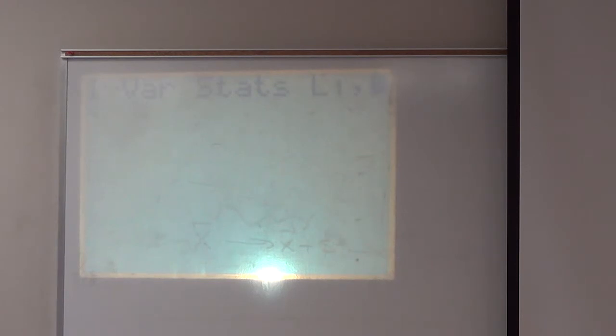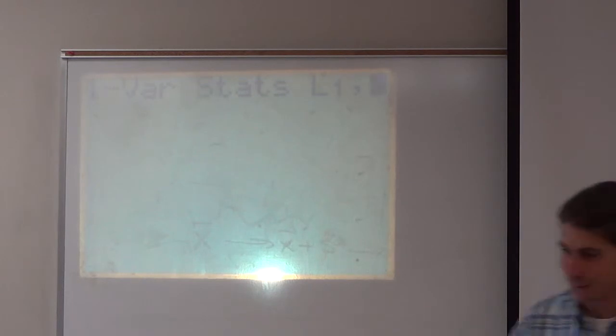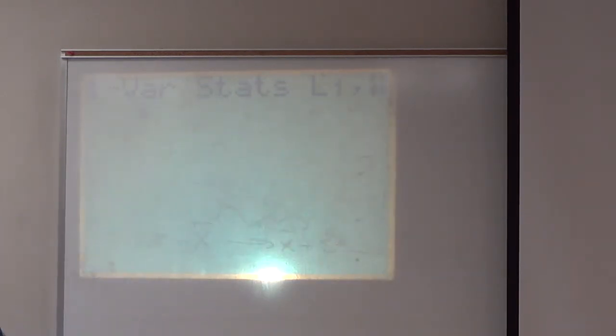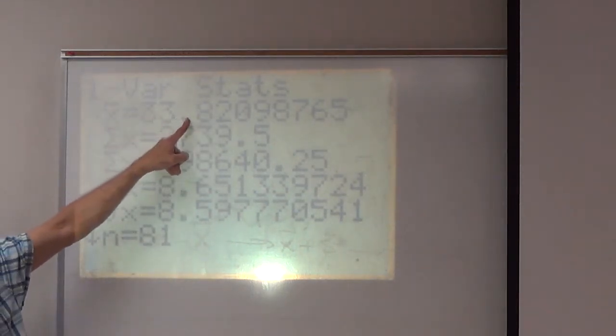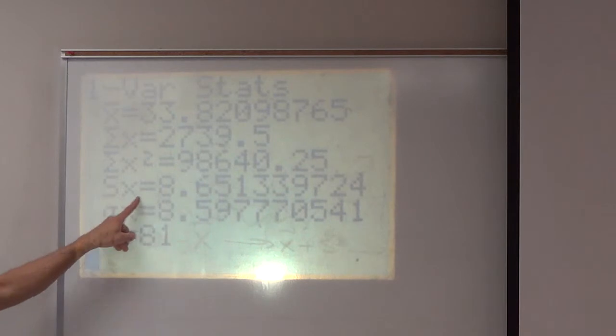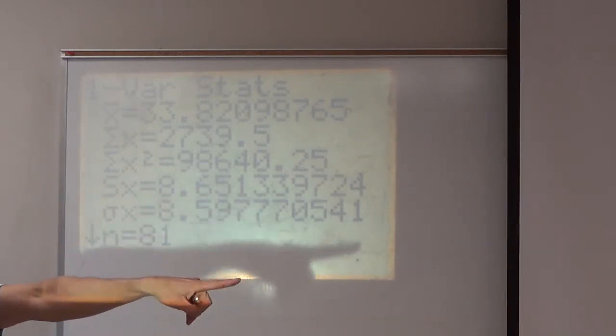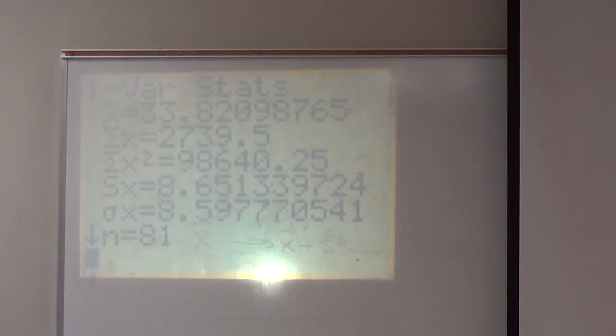Second 1 comma. Now you got to tell it where the frequencies are, which is L2. So second 2. Now the TI will look at L1 for the data, and it'll do a weighted average with L2 for the frequencies. Now press enter. Boom! This guy look familiar? 33.8? This guy look familiar-ish? We got 8.7. We were off a little bit because we rounded along the way, but there it is, 8.7.